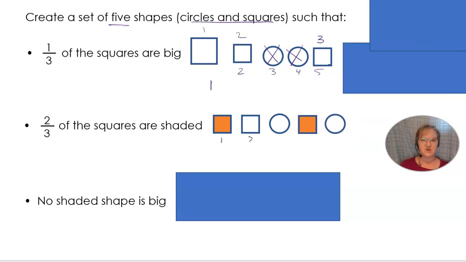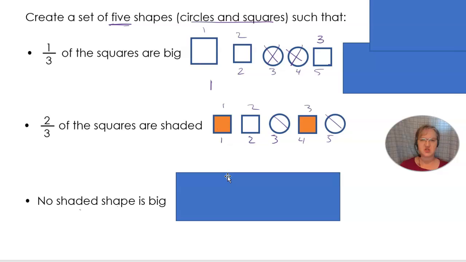We've got 1, 2, 3, 4, 5 shapes, and we've got 3 squares. We're not talking about the circles. 2 of those squares are shaded. And in the last one, we still want a set of 5 shapes that are circles and squares where no shaded shape is big. So think about what that might look like.